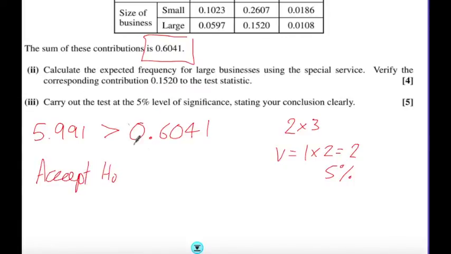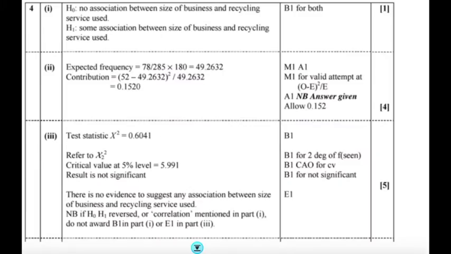So what our quite small sum of contributions means is that all the observed values were quite close to the expected values. So we can accept H0, and then you need to write something like, therefore conclude that there is insufficient evidence to show there is any association between size of business and recycling service.